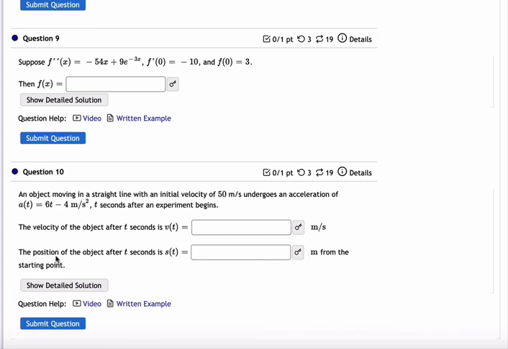And then down here, the question's asked in kind of a tricky way. It says the position of the object after t seconds is, and then you figure out what the function is from the starting point. That from the starting point is telling you that at time 0, the position is 0. Right? So the initial velocity is 50 and the initial position is 0. And maybe you can use those as statements to solve for both the C and the D, the two constants that you'll get when you take the antiderivative 2 times. Hopefully that makes sense to you.